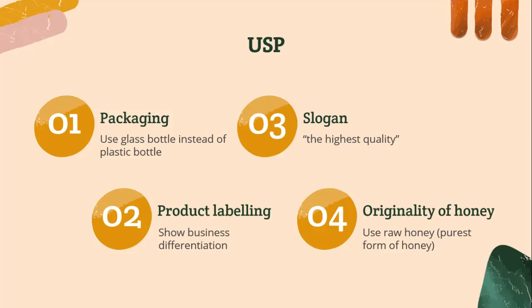Originality of the honey is the fourth USP point. This is the fourth unique selling point or proposition. In this point, our concern was about using the certified and purest honey around the world. Yemeni honey is one of the best around the world, and Yemeni honey has a lot of differences and a lot of types. So we use the purest honey in different types of honey. So next, please.